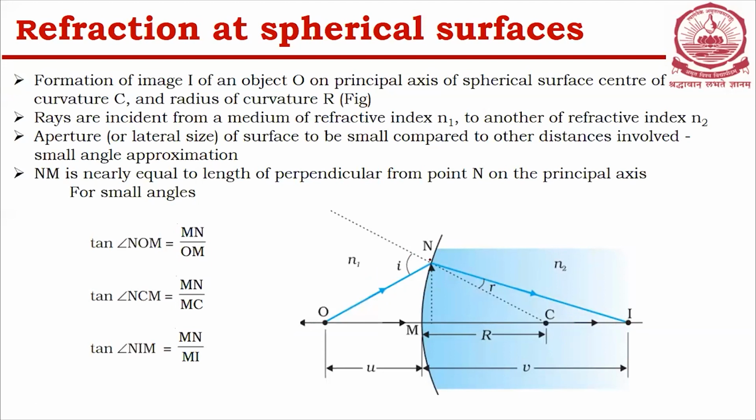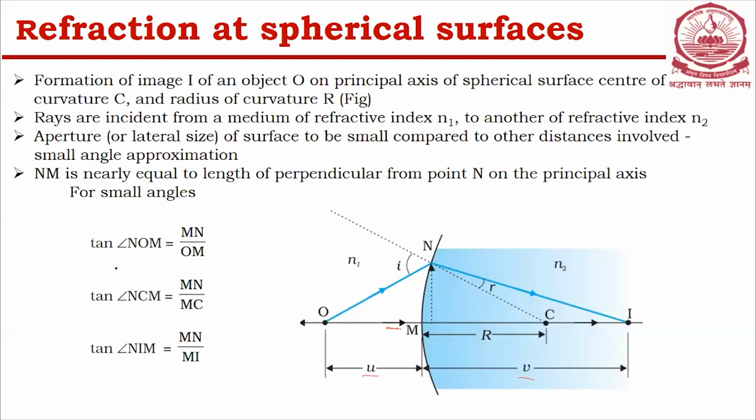This is the incident angle, and this is the refraction angle. I have drawn a normal from N to the optic axis, and I consider another ray that is passing along the optic axis. You can see that these two rays meet at this image point. U is your object distance and V is the image distance. I hope it's clear. This is just a simple ray diagram.